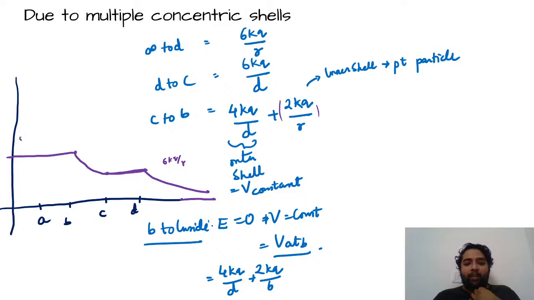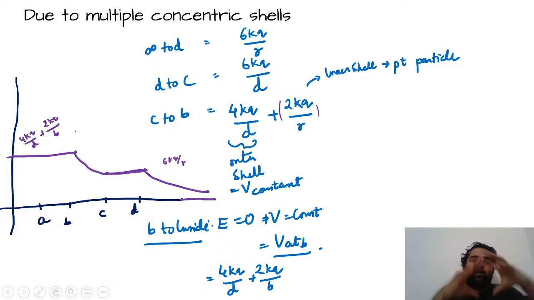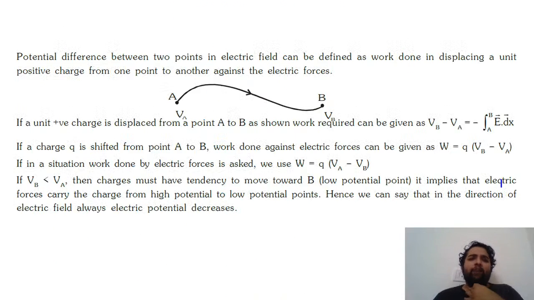This value will be equal to 4kq by D plus 2kq by B. It is always equal to the charge on the outer surface by the radius of the outer surface. Simple, that's all. And this value will be equal to 6kq by d. Got it? So this is it, guys. This is a wonderful description, and this is a little inference from what we discussed today, about potential difference.